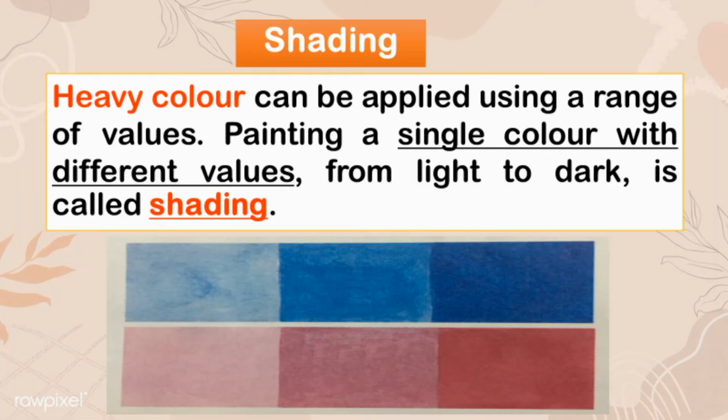So when we say shading, heavy color can be applied using a range of values. Painting a single color with different values from light to dark is called shading. Again, shading.